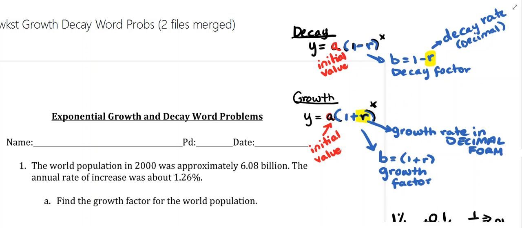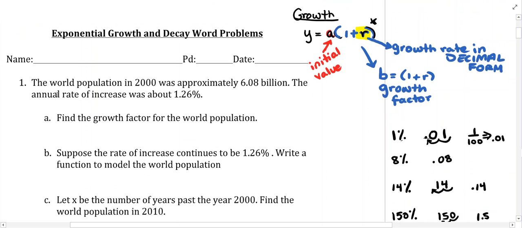All right, so let's get started and let's see if I can help you make sense of this. The world population in 2000 was approximately 6.08 billion. So this is the starting point. This is what we call time equals 0. The year 2000, okay? So when time equals 1, it would be 2001. When time equals 10, it would be 2010.